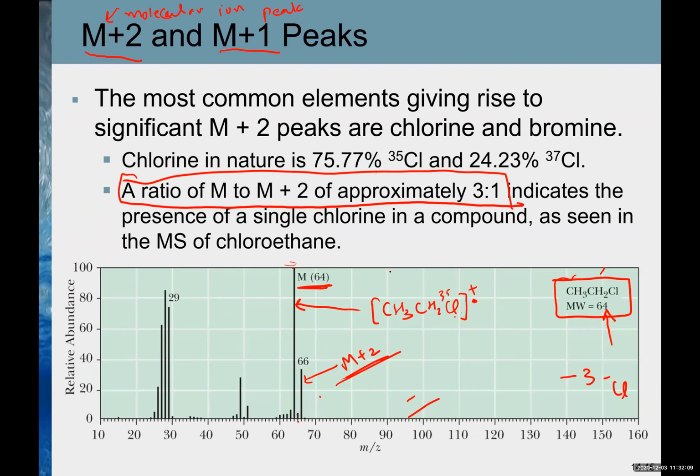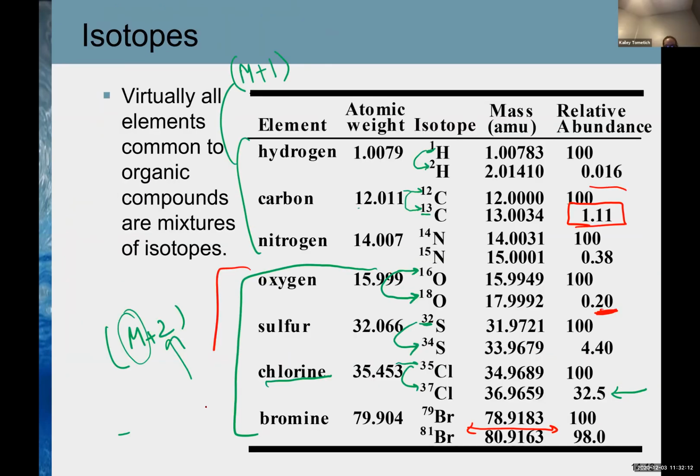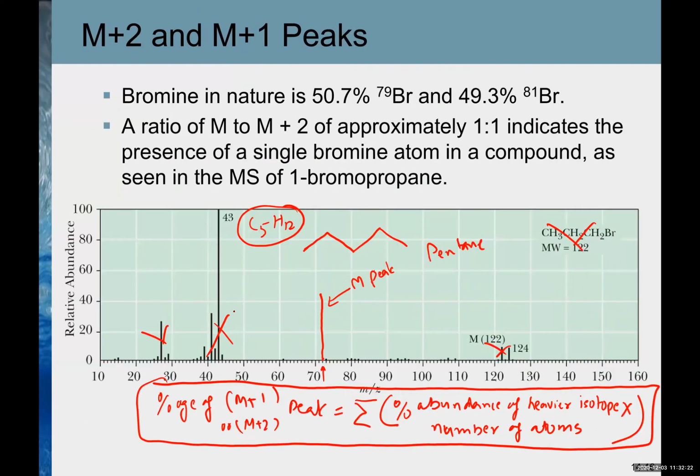So M plus 2 peak only? Yeah, because you're going from 12 to 13. If our molecule has one of these, either oxygen, sulfur, chlorine, or bromine, none of these are present in our system. So therefore, there will be an M plus 1 peak, right? Now, the M plus 1 peak can be from carbon or it can be from hydrogen. Now, the point is, what will be the intensity? What will be the percentage of that? So that we calculate using this formula.